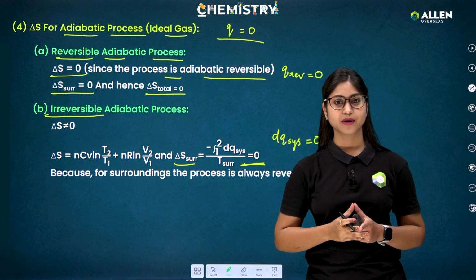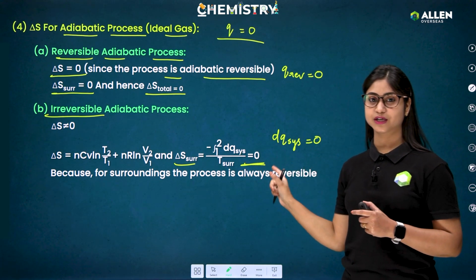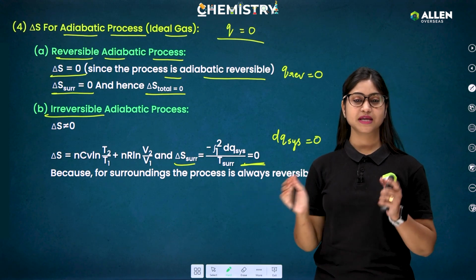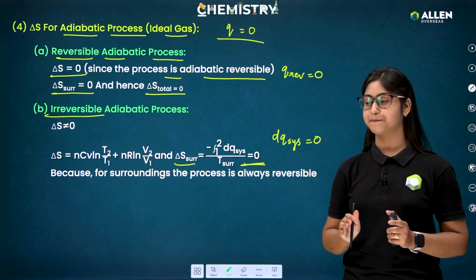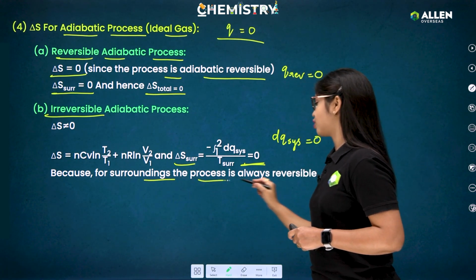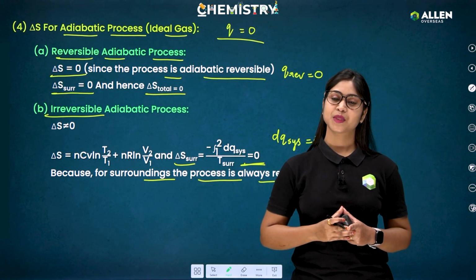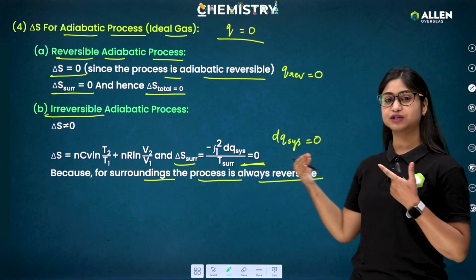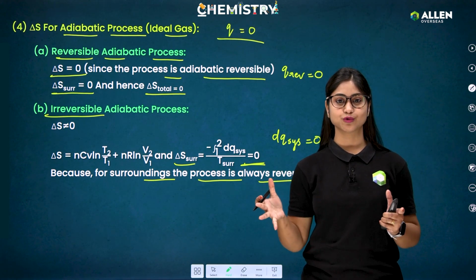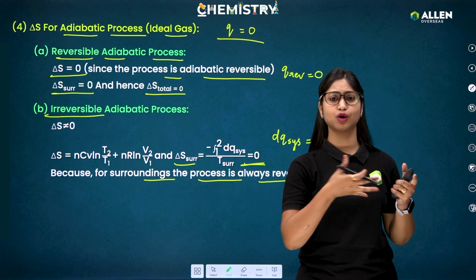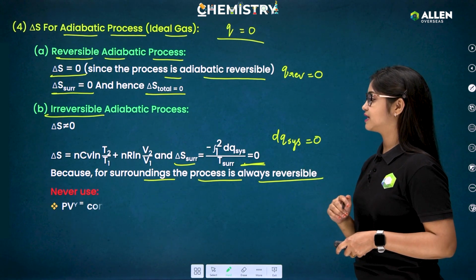So for irreversible adiabatic process, delta S system is not equal to 0, but delta S surrounding is equal to 0. So the sum of these two, delta S universe, will be equal to delta S system only. Because for surroundings the process is always reversible. When we talk about the adiabatic process, delta S surrounding is always 0, because for surrounding all the processes are of reversible nature, because surrounding is huge. For system, the process can be reversible or irreversible, but for surrounding it is always reversible, right? So these are all the formulas.